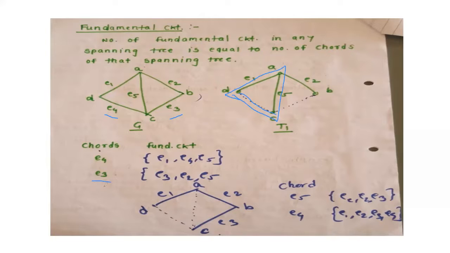Same with E3. Whenever we add E3 to this spanning tree, again one circuit is generated. So this circuit is E3, E2 and E5. This is your fundamental circuit.